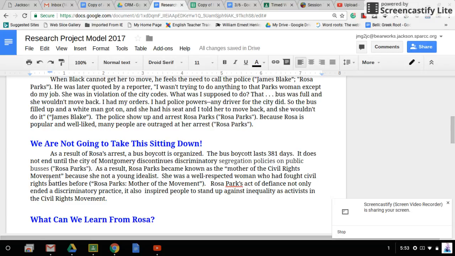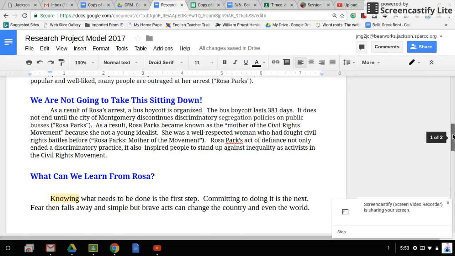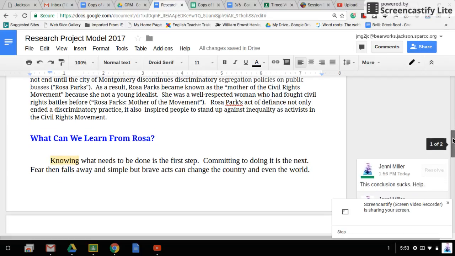But you can see we went into, so we had that event, that conflict, that original problem. And then we got into how it then had this chain reaction effect on the civil rights movement. And then we kind of stepped back and looked at overall, what was her role in the civil rights movement.